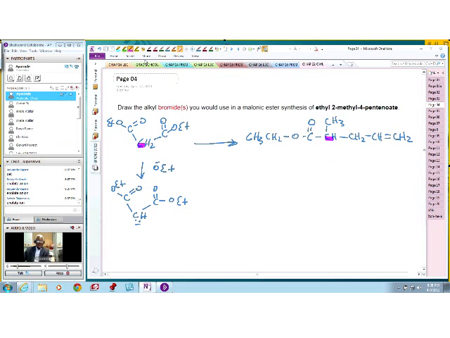Yes, go ahead, Elisha, ask your question. Are you going to have to do 2 alkylations because of the extra? Yes, that is correct. You have to do 2 alkylations. So the question that Elisha is asking is, do we need to do 2 alkylations? That is correct. You need to do 2 alkylations.